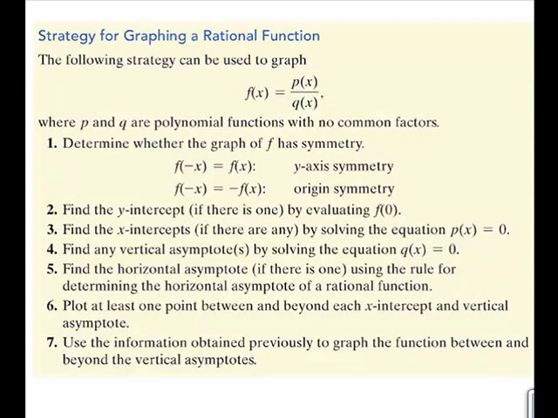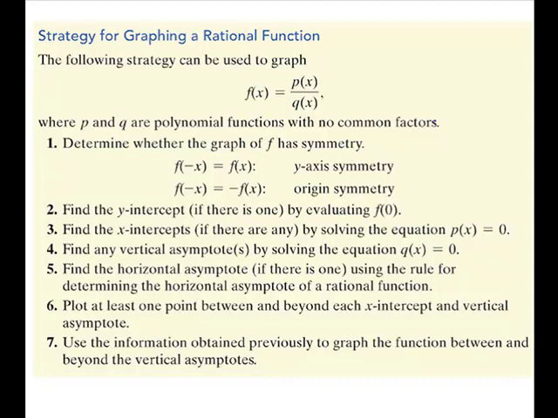I want to just go through this strategy quickly for graphing a rational function, to pull all these pieces we've looked at together. The following strategy can be used to graph this rational function, and this one states that P and Q have no common factors. So you're not going to get holes if these have no common factors.